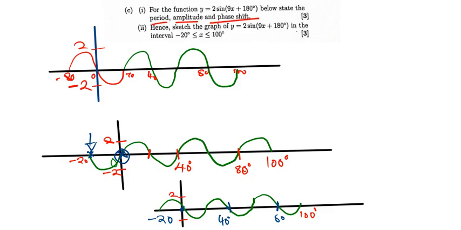If our period was 180, the graph would have been like this from 0 to 80. So that's what the period does to the graph. I just need to emphasize that.